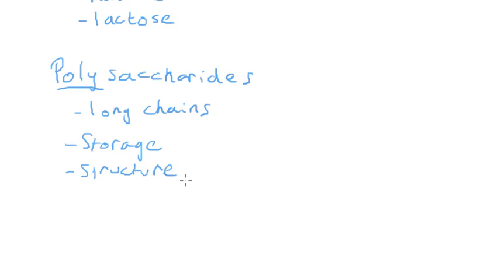An example of when it would be used as a structure is chitin, what makes the exoskeletons of beetles and things like that. Cellulose makes up the cell wall of plants. Also, some of your bone matrix is also made of polysaccharides.